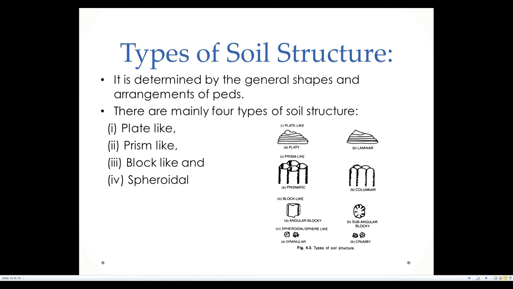The types of soil structure. There are mainly four types of soil structure. It is determined by the general shape and arrangement of the peds. The four structures are plate-like, prism-like, block-like, and spheroidal.